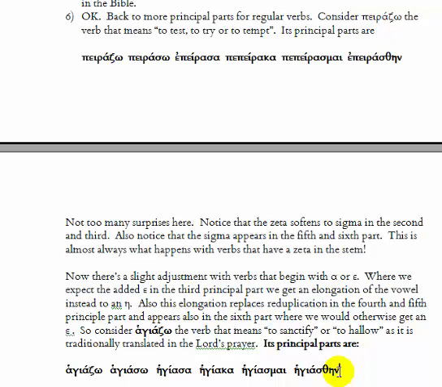So again, don't freak out whenever you see a verb beginning in a vowel. This is the pattern here. The reduplication and what's called the augment, which you see in the third principal part, are just handled a little bit differently. But again, there's no real irregularity there. That's simply a different combination that could come up.